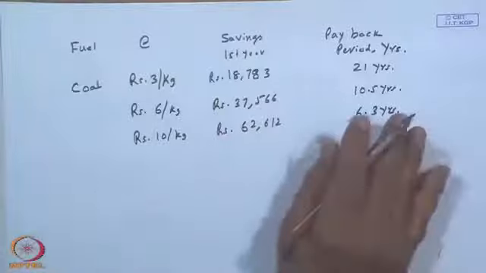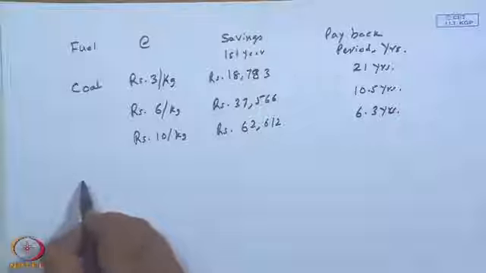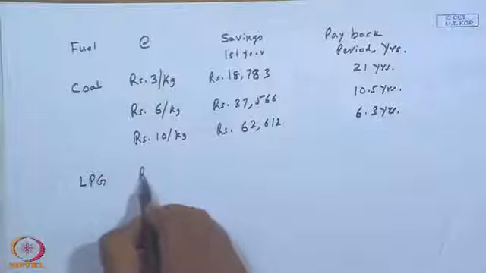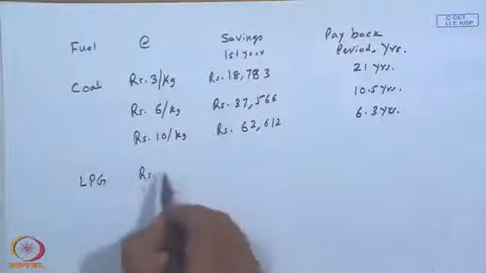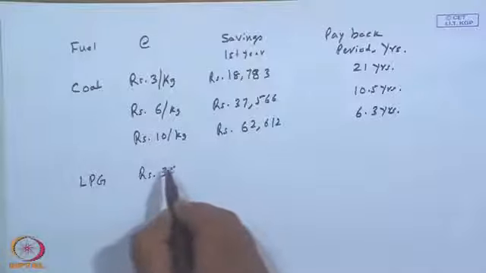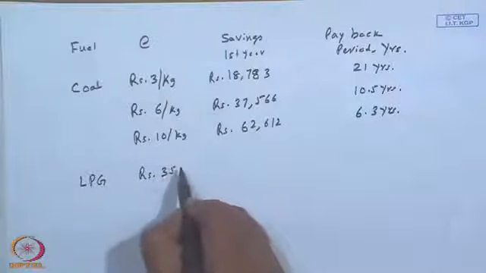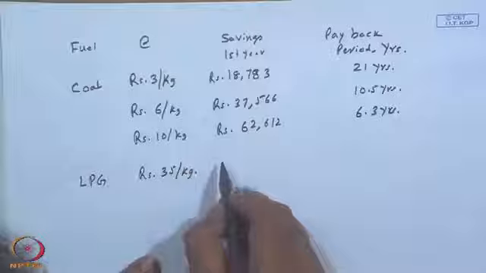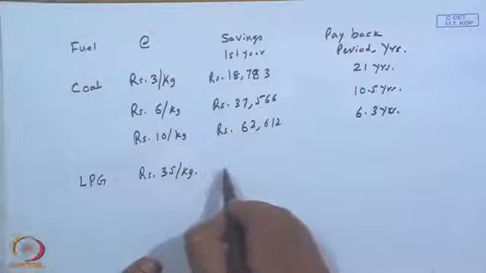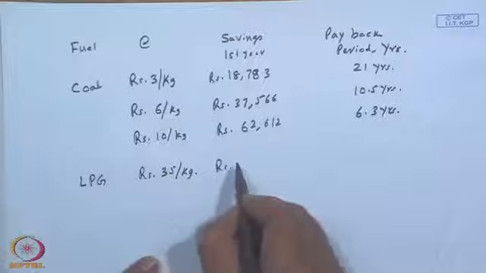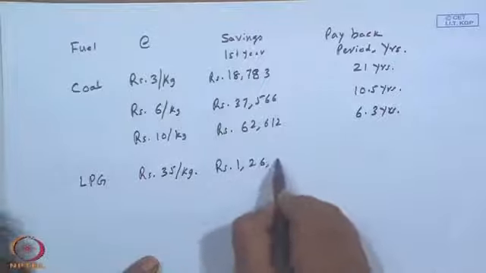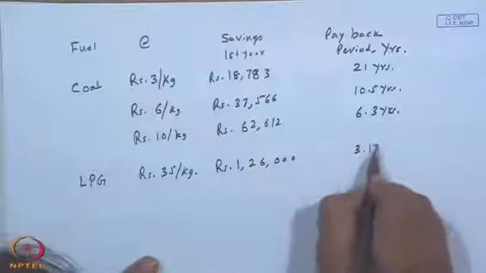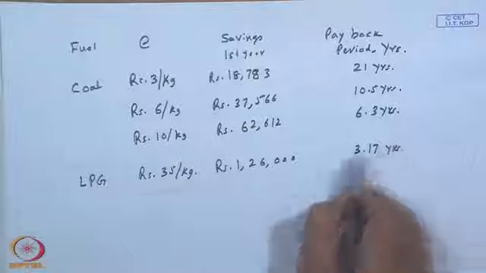So, 6.3 years, still it is a large time if you compare with the coal. LPG is about 450 rupees per cylinder. Of course, there is a recent hike for the first 6 cylinders and the 7th and onwards. I do not know whether it will be the 6th one or the subsequent one. So, I took 35 rupees a kg, and this will come to Rs 1,26,000, and this comes to 3.17 years, quite reasonable.